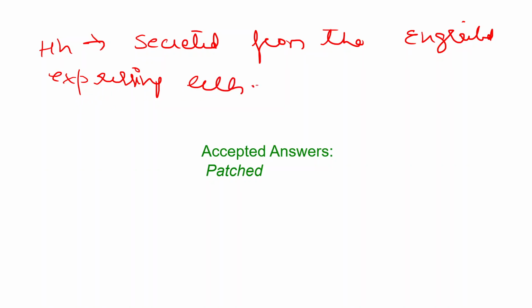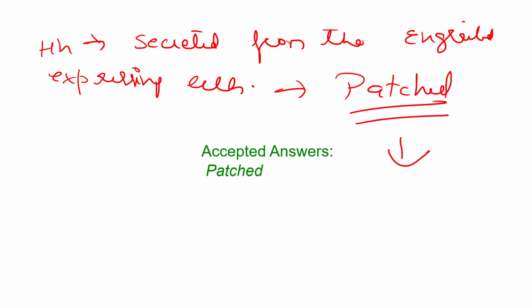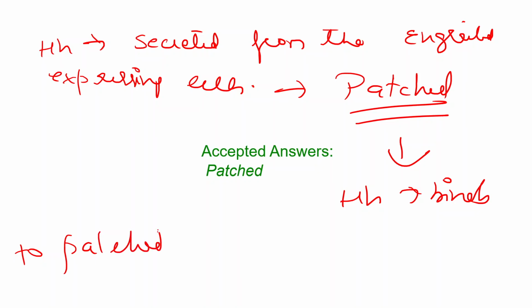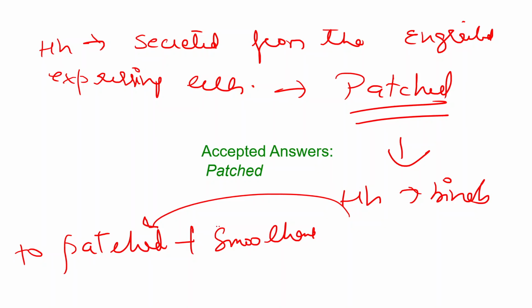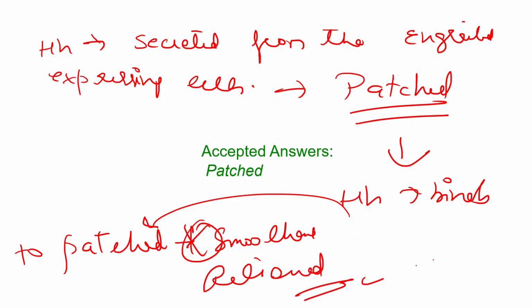And its receptor on neighboring cells is patched. So what happens when hedgehog binds to patched? When hedgehog binds to patched, patched inhibition of smoothened is relieved. Patched normally inhibits smoothened, but when hedgehog binds to patched, this is relieved. And then what happens?